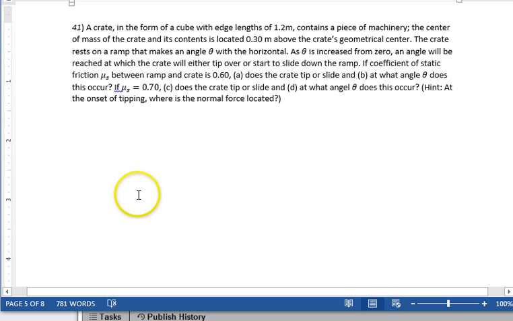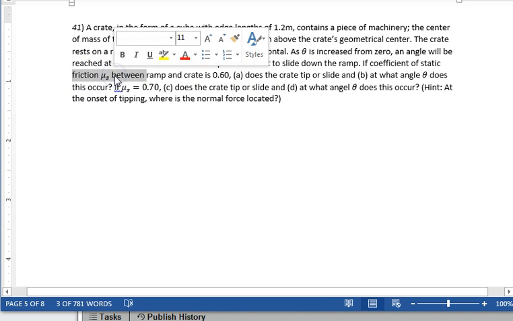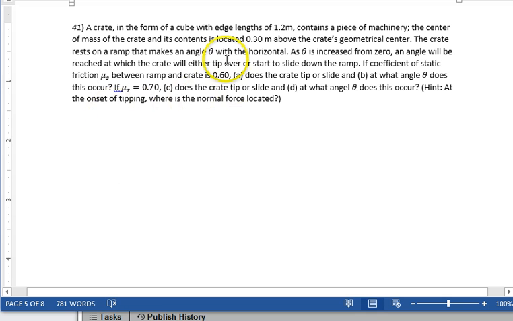And the question is, as we tilt this crate, does it tip over or slide as the angle theta is increased from 0? Right, as theta is increased from 0, does it tilt over or slide? And so let's say in the first case, the coefficient of static friction is 0.6, right? It's 0.6. So let's think about a couple of things.